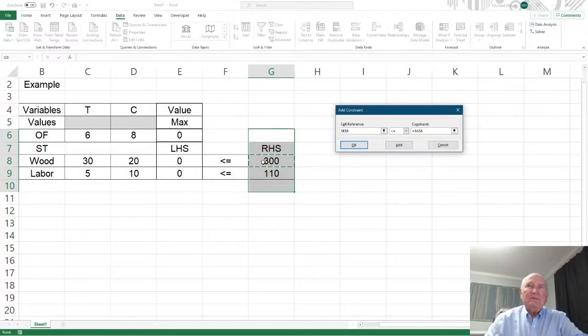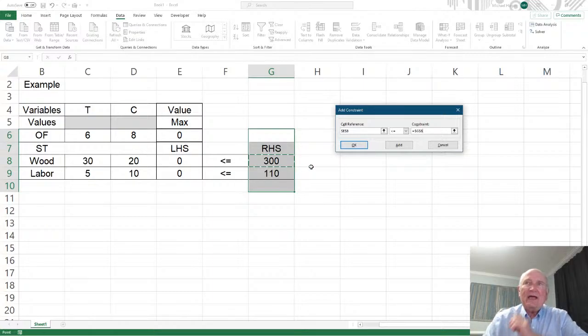But the cell over here, on the left-hand side, must be a value which is connected to the decision variables. The right-hand side could be connected maybe to other things. But the left-hand side must be connected to the decision variables in order for it to recognize that it is a constrained optimization problem. So it does that for you.